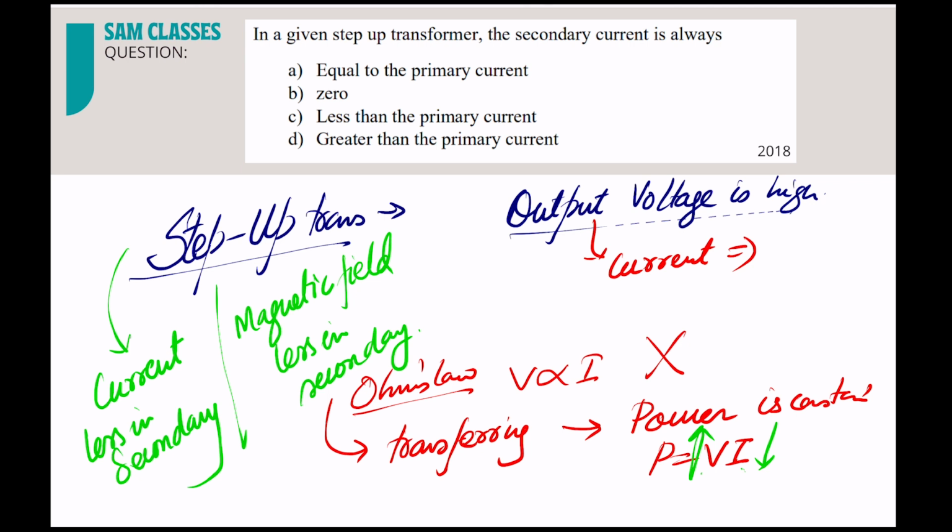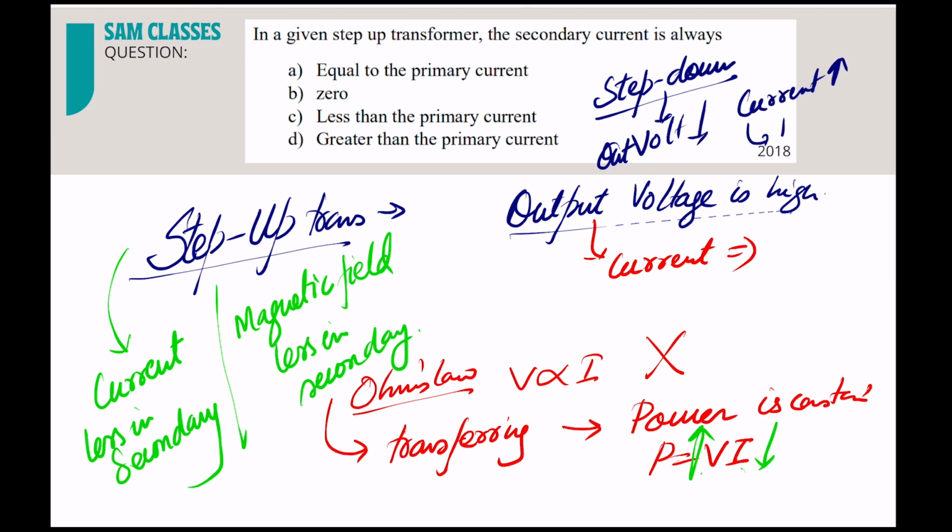So you should know. See, this time they have given about step up. Next time they can give about what? Step down. So that's why I put up this also. While doing this question, you can revise this. In step down, what will happen? Output voltage is low. So, sir, current is more. Again, current is more, then magnetic field is also more. Okay, clear everyone? So see, we have covered a lot of concepts in just one question.